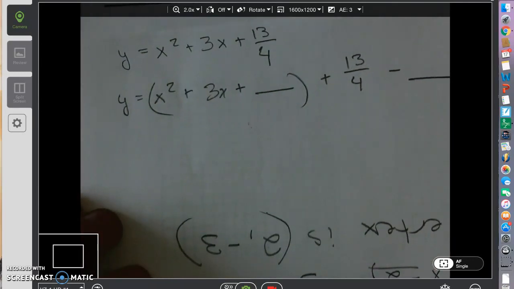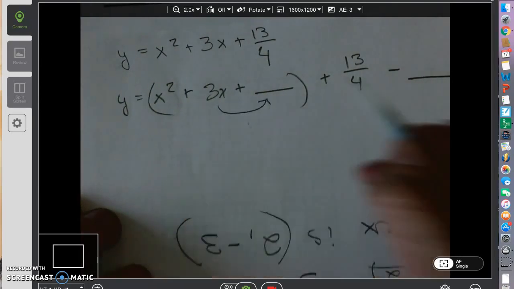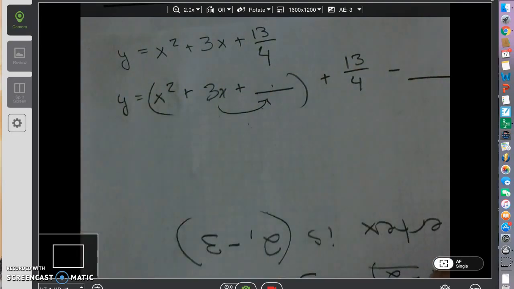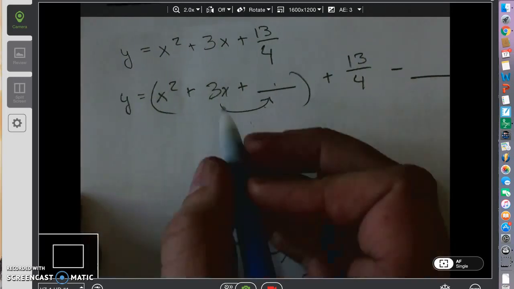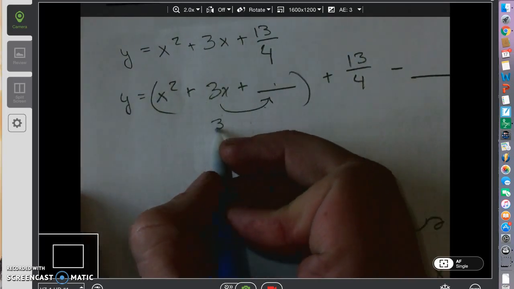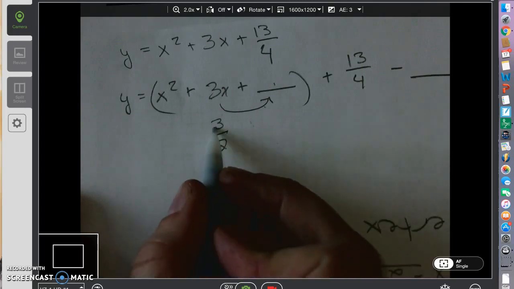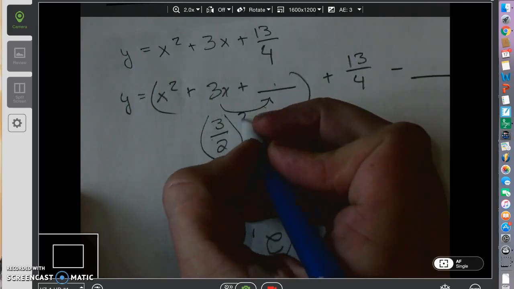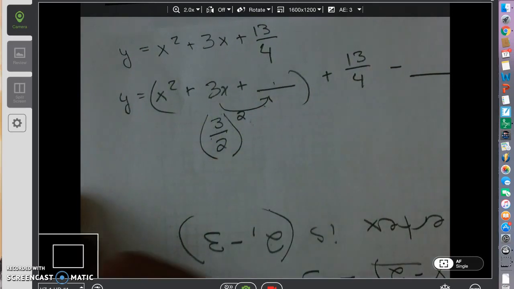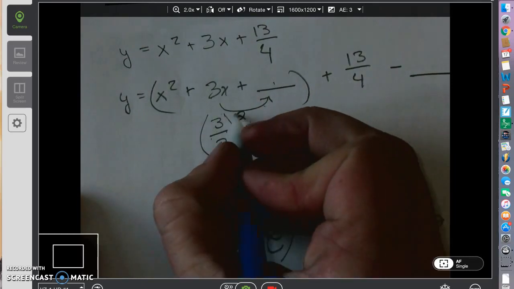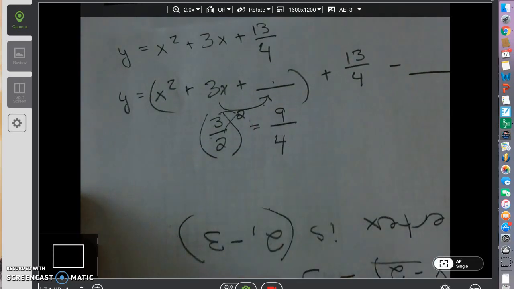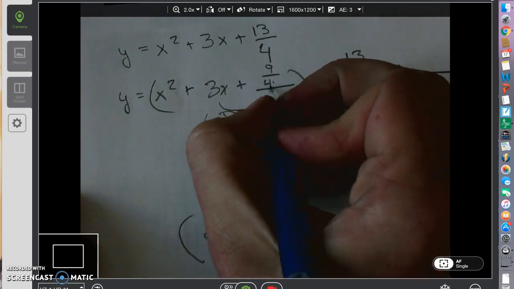Now this is the really important part. To get to here, I take 3, I divide it by 2, and I square it. You could do it in decimals and you'd get 2.25 or something. Instead, I want you to write it like this. That's 3 divided by 2. Then you go this squared. When you square fractions, you distribute the square. So I would say 9 over 4. That's the number that I'm going to write here.